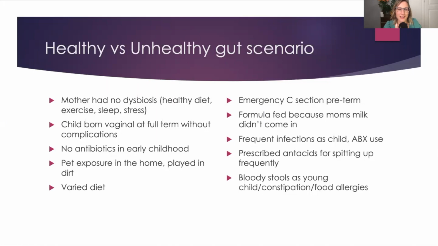She had a really healthy diet. She exercised. She slept great. She had no stress. She had a child born at full term, vaginal, no complications. The kid had no antibiotics in early childhood. They had exposure to pets. They played outside in the dirt.